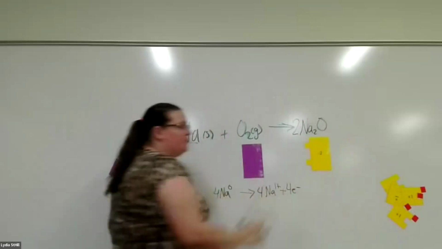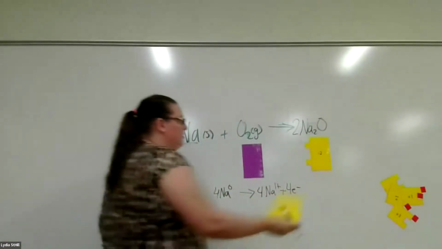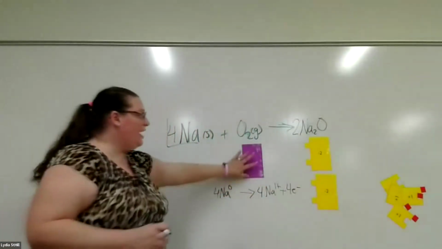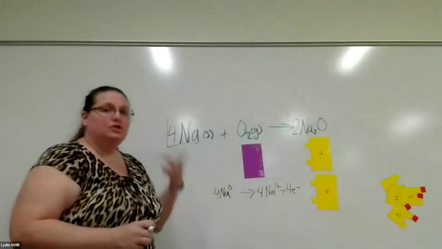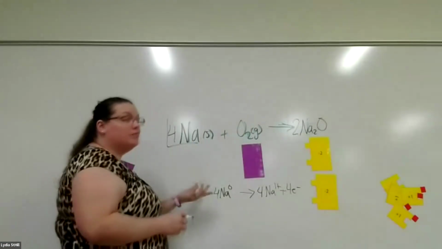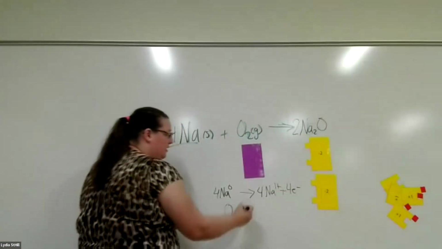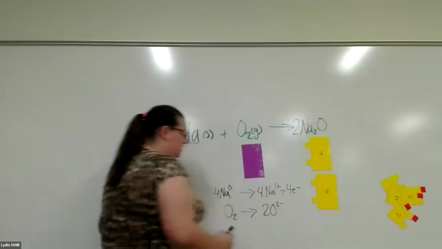And now we're going to end up having 2 of them with a 2 minus. Okay, so we had 2 atoms. Each one of them lost electrons. So now we end up having 2 with a 2 minus. So we're going to write what this expression looks like. We're going to look at it and we're going to say O2 goes to 2O with a 2 minus.